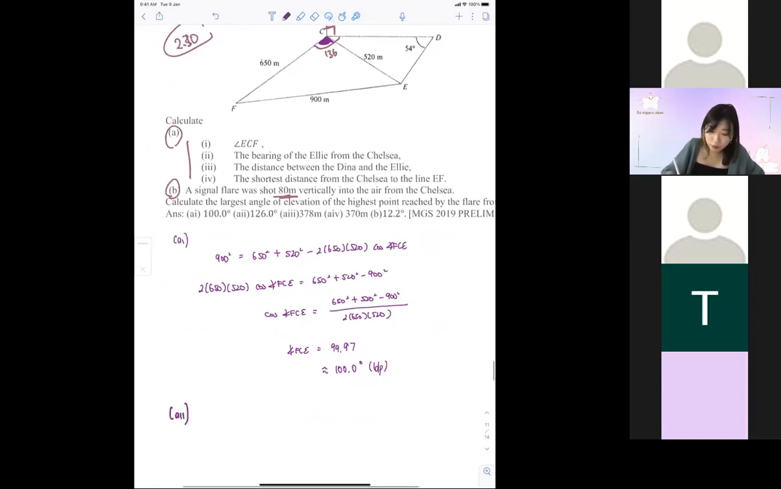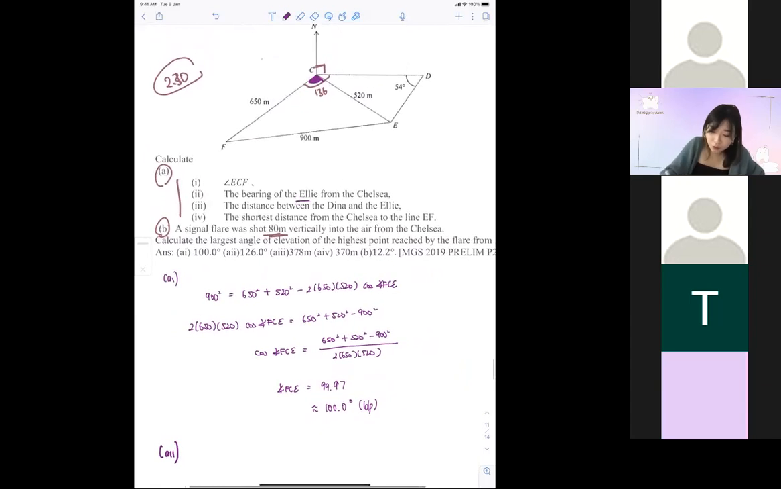Part 2, you're going to find the bearing of E from C. From C, the north is still at C. You want to find the bearing of E. So the line CE is here, from here all the way here. If you want to find the entire angle here, it's just 90 plus this one. So we just have to find this one.